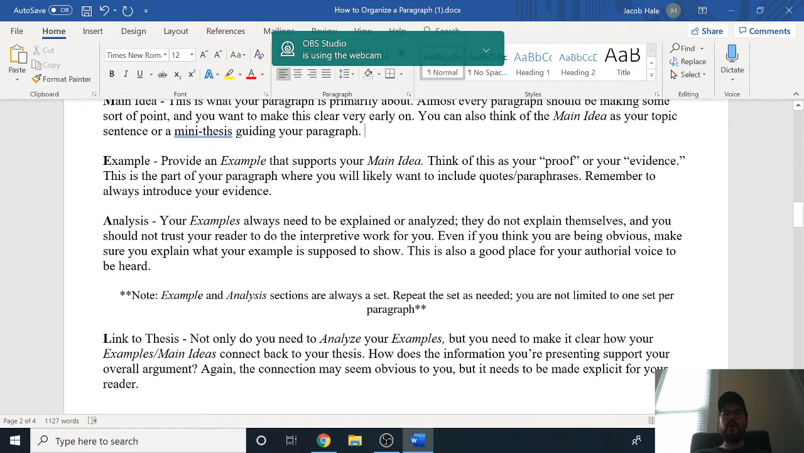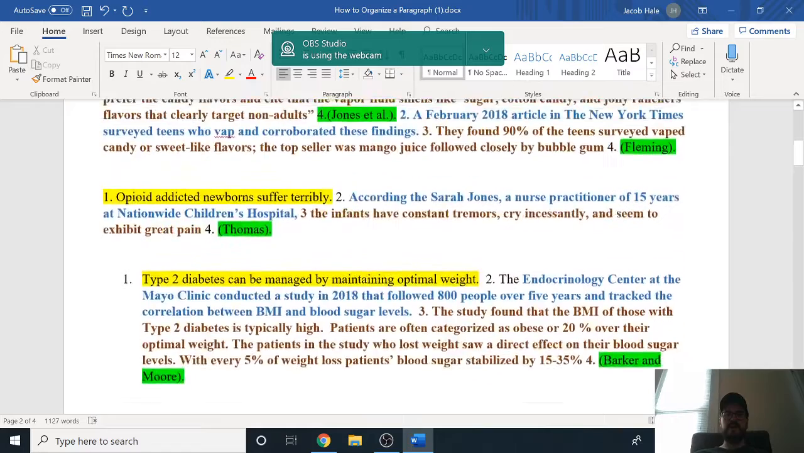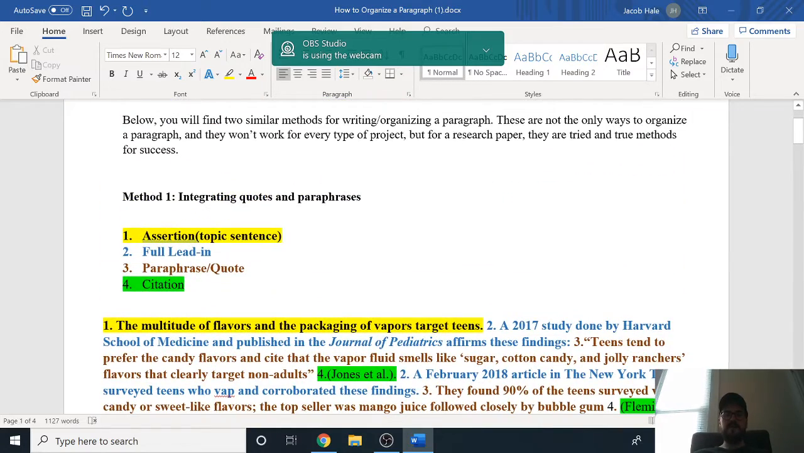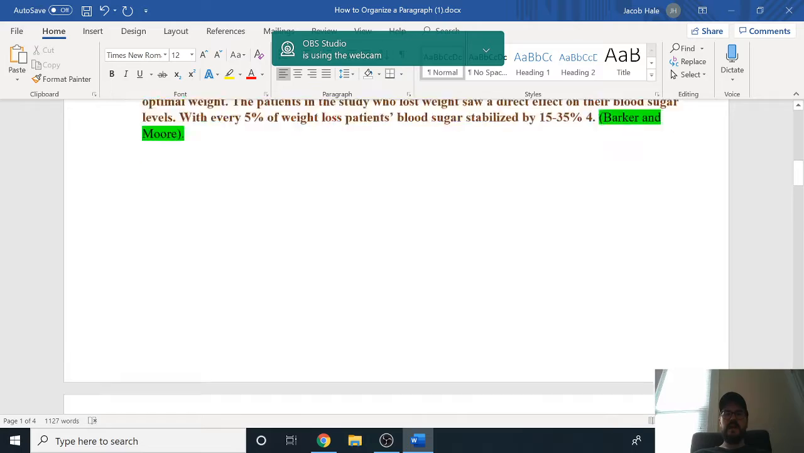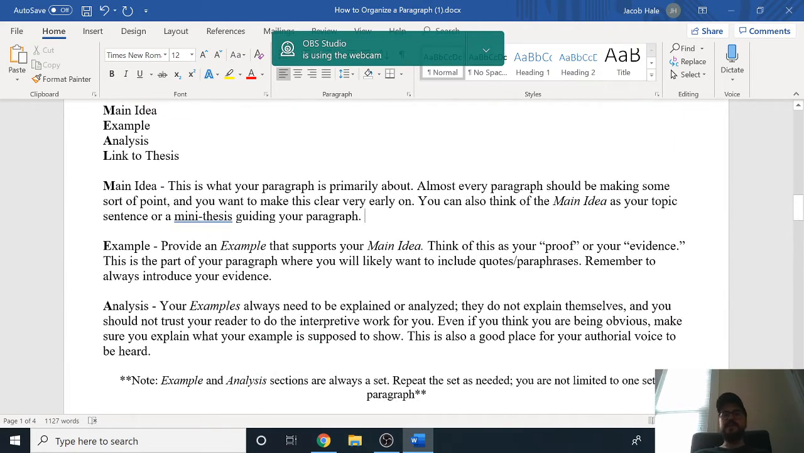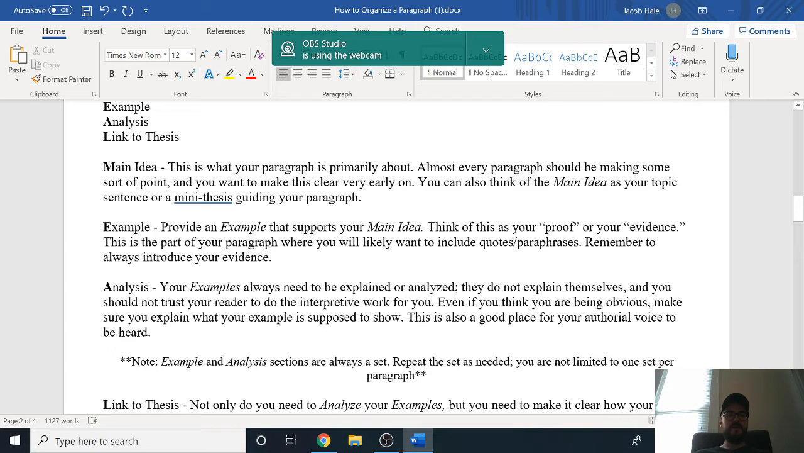So you'll probably notice here that this is very similar to the previous method. Both of these methods have a main idea essentially, and then they both recommend that you provide some context for your quote. They're kind of just using different language to describe the same process. Yeah, so anyways, main idea, provide an example that helps support that main idea. That's usually going to be a quote or a paraphrase or something from your own personal experience.